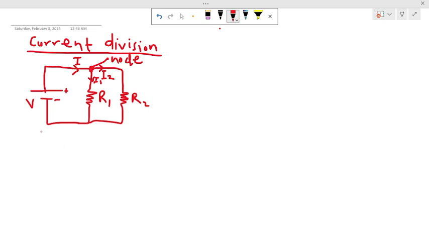Now suppose you want to find current I1. This will be equal to the voltage across resistor 1 divided by the resistance of the first resistor, which is this one. Now, we know that to find the voltage, we would have to find the total current, which is I, multiplied by the total resistance, which is R, divided by R1.